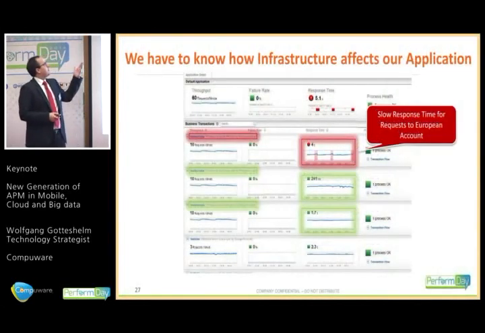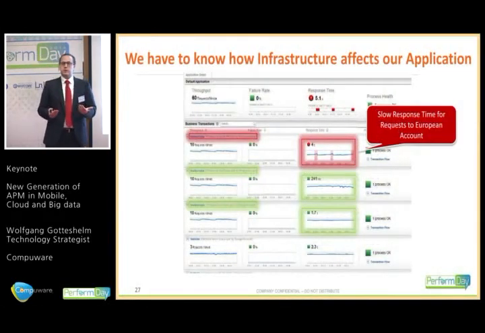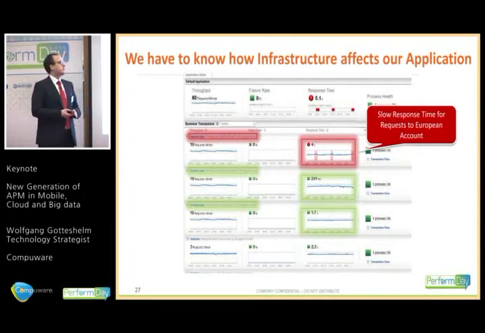So here we have an example of how problems in the infrastructure actually affect our performance. That is a different storage backend used for a cloud account hosted in Europe. And that storage backend had a performance issue, and that affected the application. So even if you're running in the cloud, you still have to be aware of what's going on in the infrastructure your application is running on.